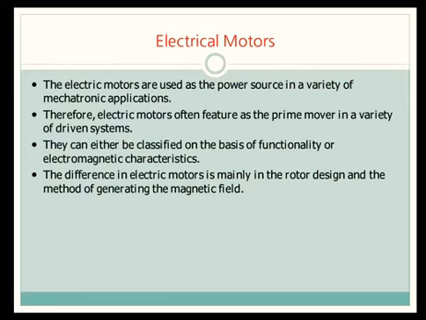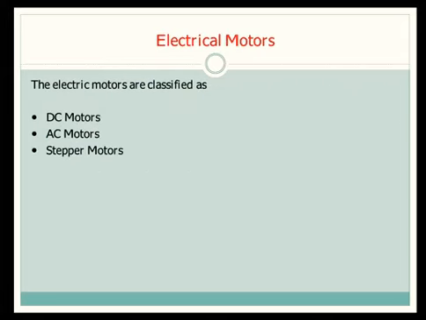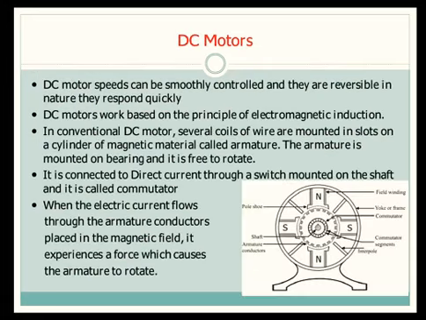They can be classified on the basis of functionality or electromagnetic characteristics. The difference in electric motors is mainly in rotor design and the method of generating the magnetic field. In electric motors there are three types: DC motor, AC motor and stepper motors. We shall see them one by one.